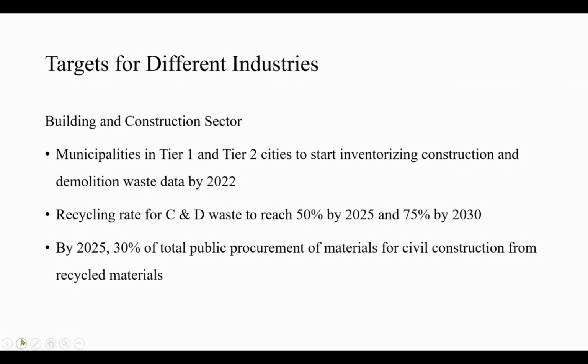In the building and construction sector, municipalities in tier 1 and tier 2 cities are to start inventorying construction and demolition waste data by 2022. The recycling rate for C&D, construction and demolition waste, is to reach 50% by 2025 and 75% by 2030. By 2025, 30% of total public procurement of material for civil construction should be from recycled materials. So here I want to focus again.